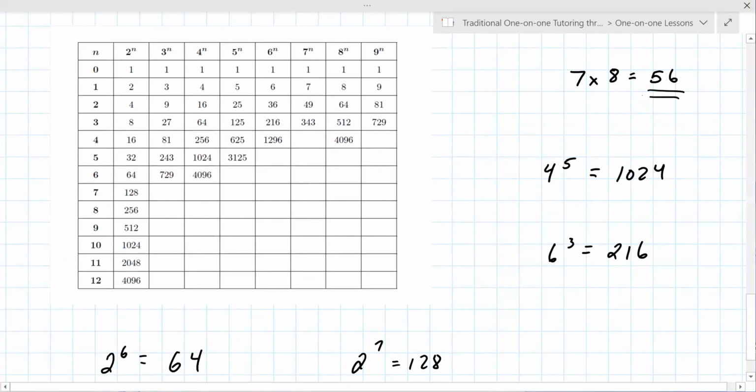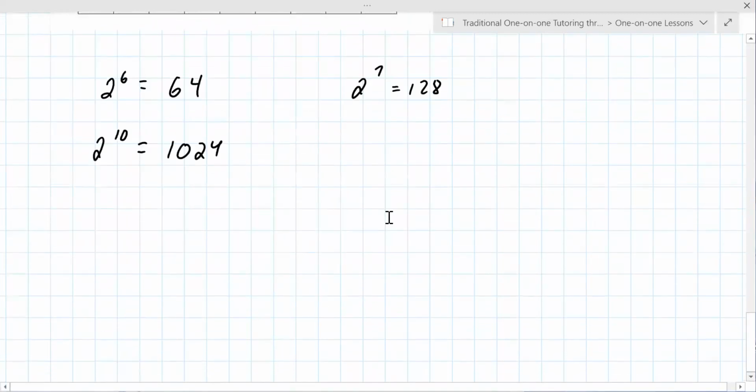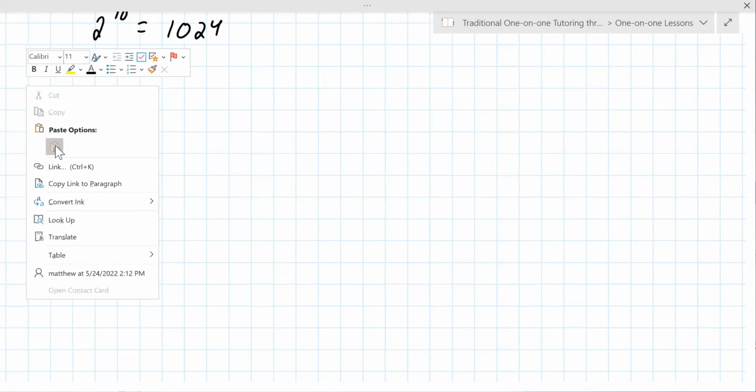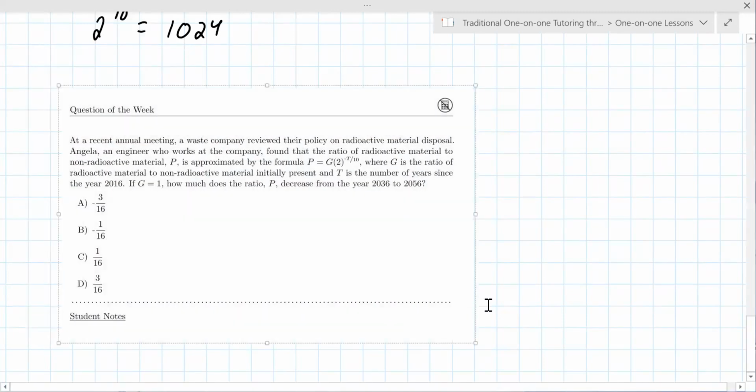So let's take a look at the question of the week. Sorry, just grabbing the snip. So I post this question every week on my website. So if we ever don't meet for a week, feel free to go grab it and try it out. And there's a solution there as well. So, all right, so let's take a look at it.